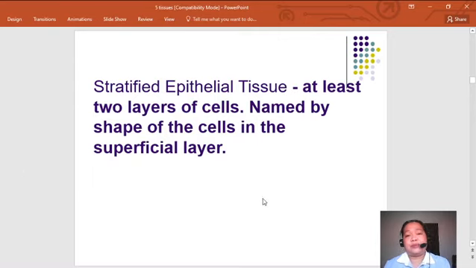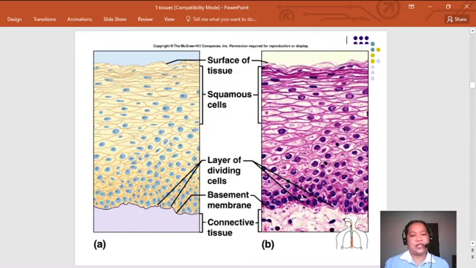So stratified epithelial tissue has at least two layers of cells, named by the shape of the cell in the superficial layer. So this is how the stratified epithelial tissue looks. In the surface tissue, the squamous cells, as it thickens in layers, the shape also flattens and the nucleus starts to disappear as it goes farther from the basement membrane.